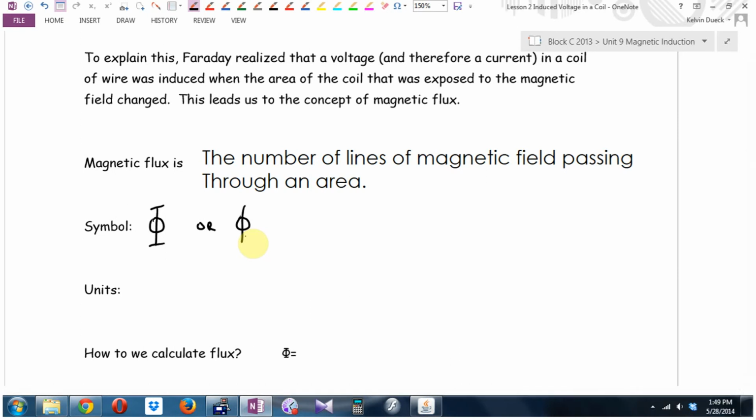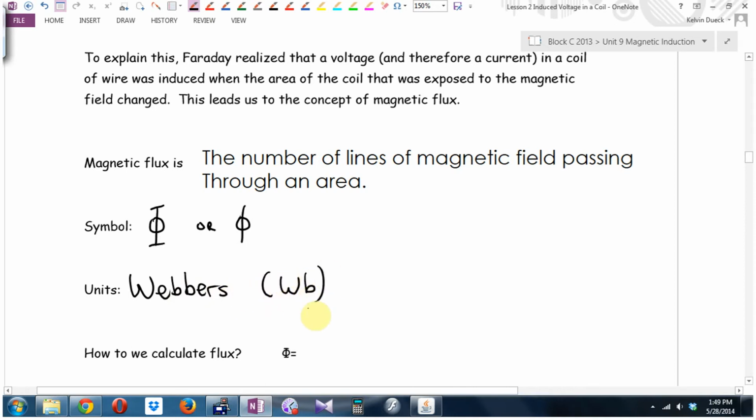The units, well, I got to be honest, there's all types of flux. There's electric flux, there's photovoltaic, light flux, but we're looking at magnetic flux. The generic units for any flux is actually lines. How many lines are passing through the area? But the units for magnetic flux is your last unit of the year: Webers, symbol capital W, lowercase b. Can't use just capital W because that's watts. Webers.